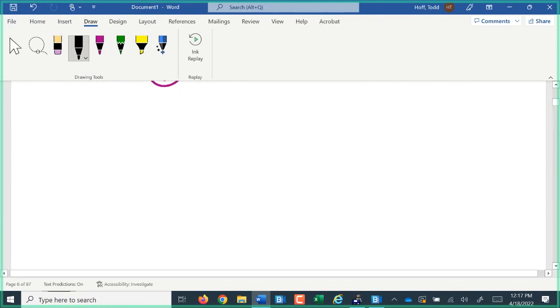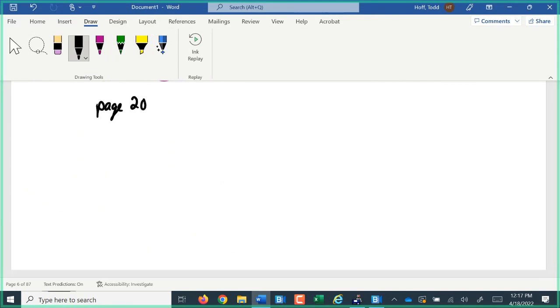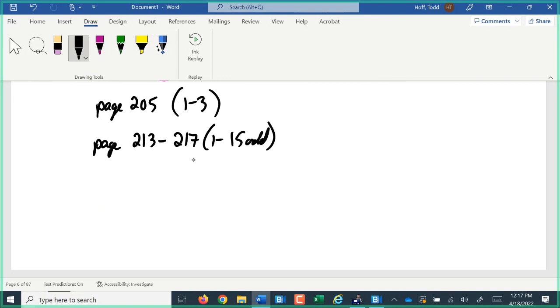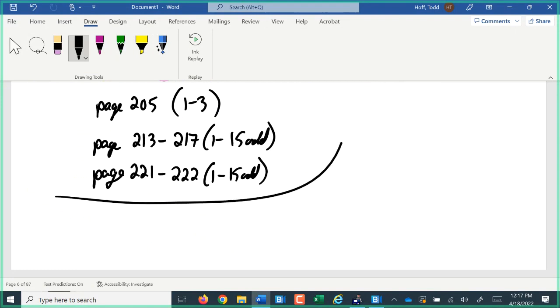So anyway, we will come back more to this other stuff on Wednesday. For right now, we've already had on page 205, I think I wrote it down wrong, though, it's page 215, 1 through 3, just identifying and reading graphs. And off of what we've done today, page 213 through 217, 1 through 15, the odd, and page 221 through 222, 1 through 15, the odd again. Give you a chance to work on those.